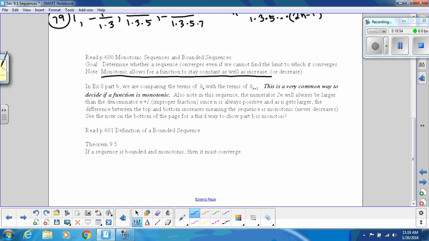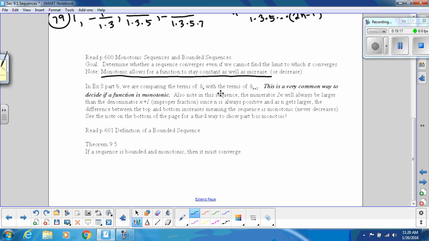In example 8, right below that, it says determine whether each sequence having the nth term is monotonic. That first one, 3 plus negative 1 to the n, is the one that alternates between 2 and 4. So obviously that is not monotonic. It increases, then decreases, and increases, then decreases.